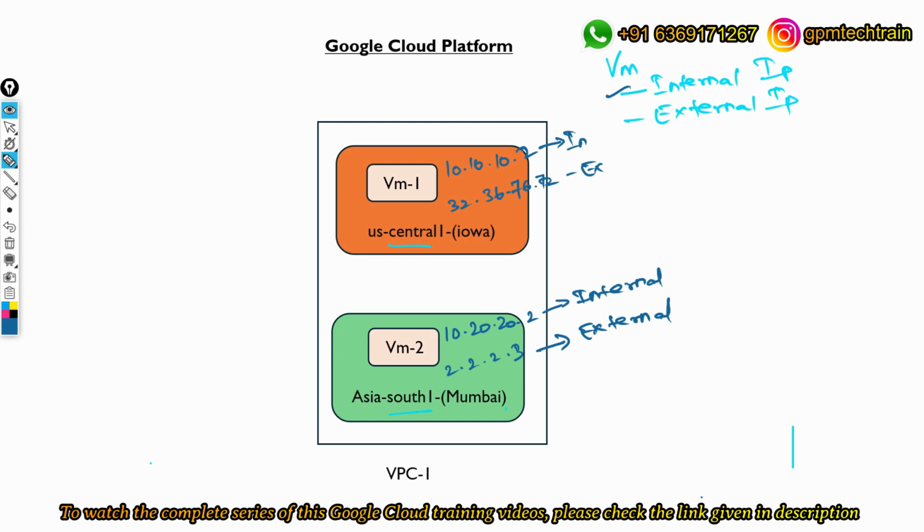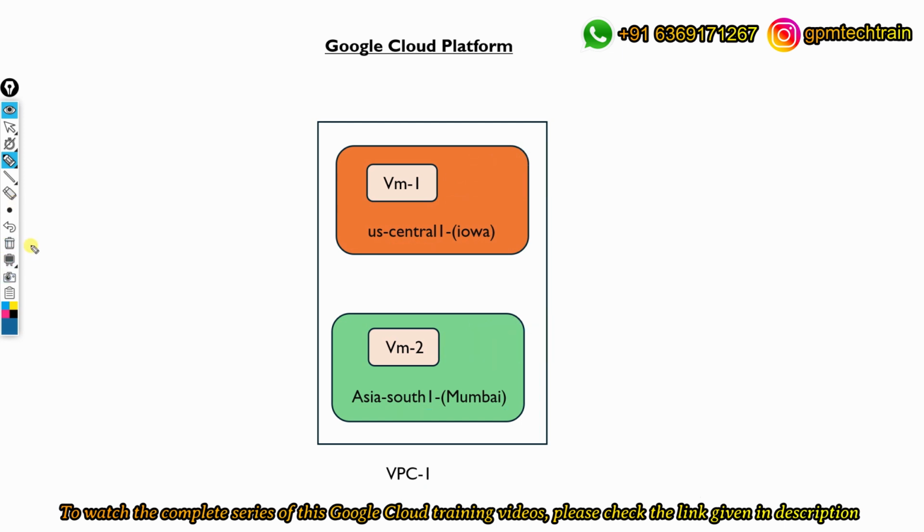For communication between different VMs within the same VPC, it always makes use of internal IP addresses, just like how it works in a private network, the LAN. Though it is spread across the globe, it is part of the same VPC, so the communication happens using the internal IP addresses of the different VMs. This is how it works when we connect different VM instances within the same VPC. In the next slide, let's understand how it works with different VPCs.